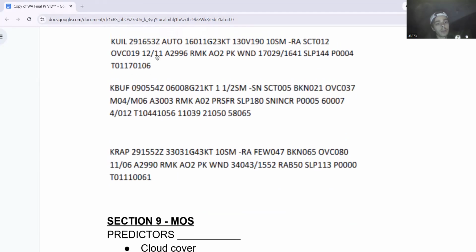Now let's read the second one. The observation is on the 29th of the month. It's 16:53 Zulu, which means 11:53 a.m. EST. Automatic station. Wind coming from 160 degrees at 11 knots, gusting up to 23 knots. I hope you can see my cursor, by the way.